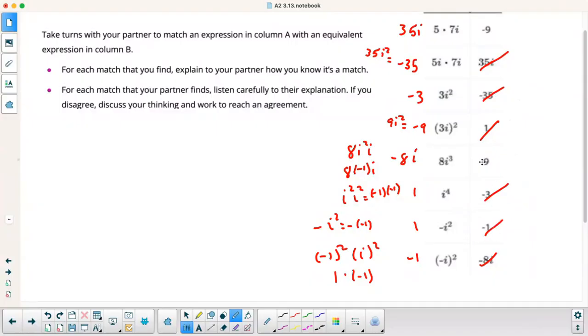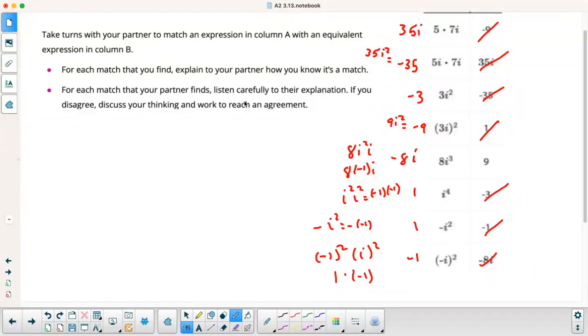So it looks like I didn't use the 9. Oh, wait, I just didn't cross off the -9. Whoops. Did I get a 9 anywhere? I don't think I did. No 9. They want you to think this one's 9. They want you to accidentally square the 3, but we didn't do that. So this one doesn't get used, okay? All right, for each match that you find, explain to your partner how you know it's matched. So I kind of did that over there in the work.